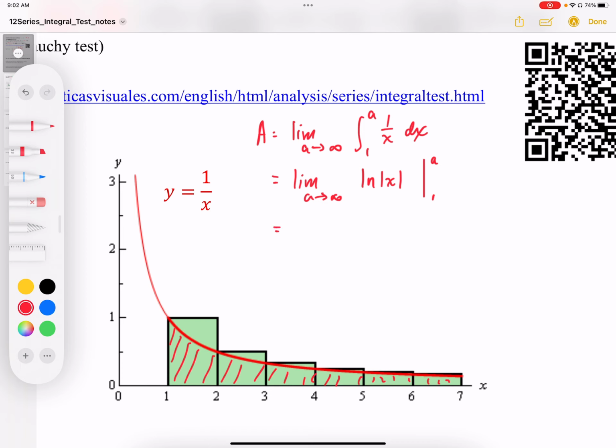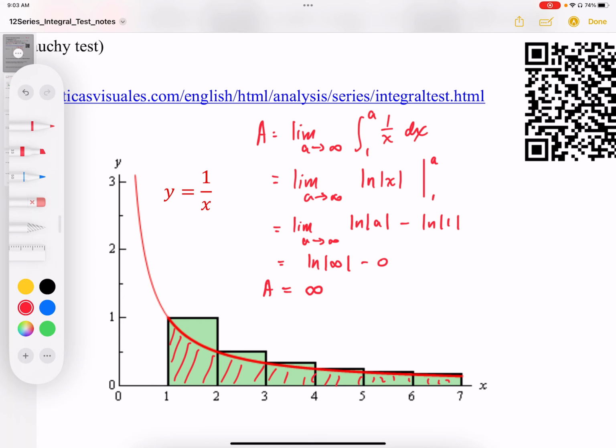Evaluating this area, we're just going to plug this in. So we're going to end up with the limit as a approaches infinity of log a minus log 1, which is 0. Okay, and then we're going to let a go to infinity. So we end up with log of infinity minus 0. Well, although log is going to make numbers smaller, and log is weak, log infinity is still infinity. So we're going to say that the area is infinite.